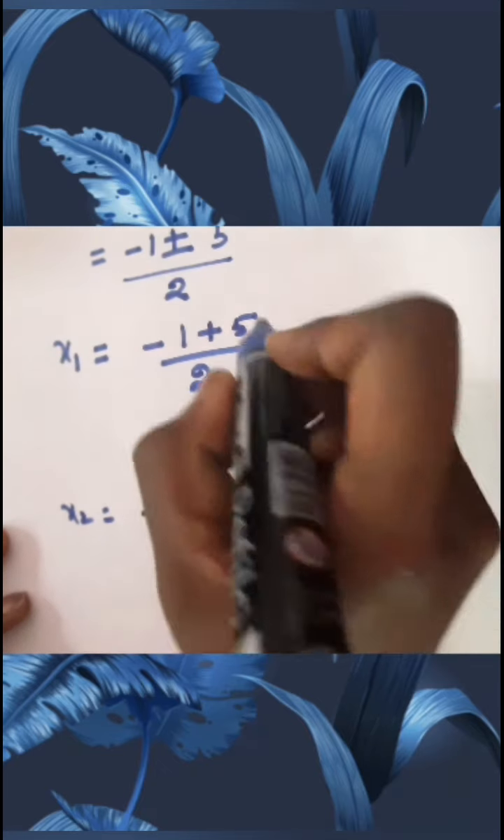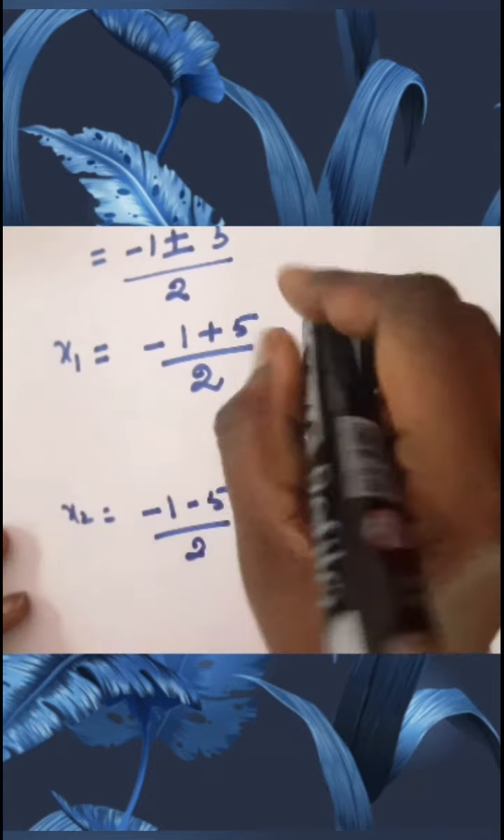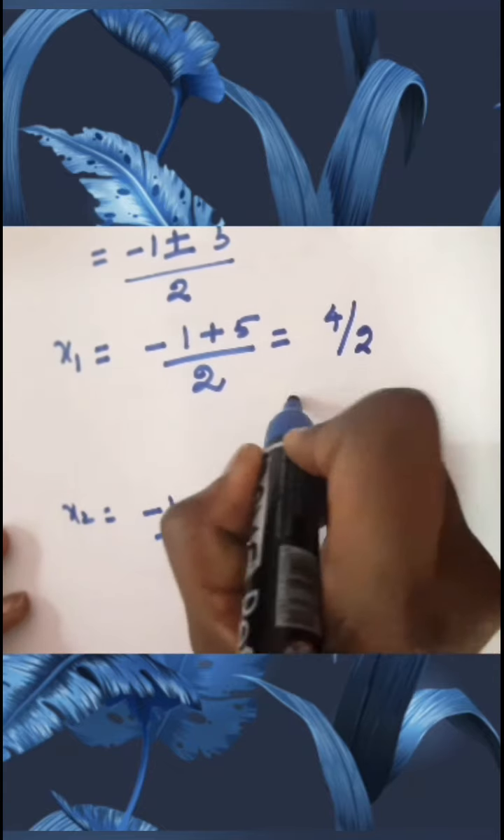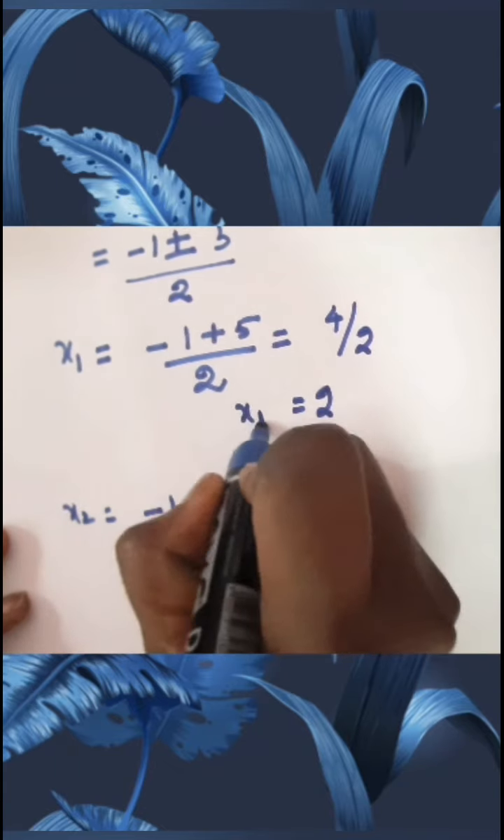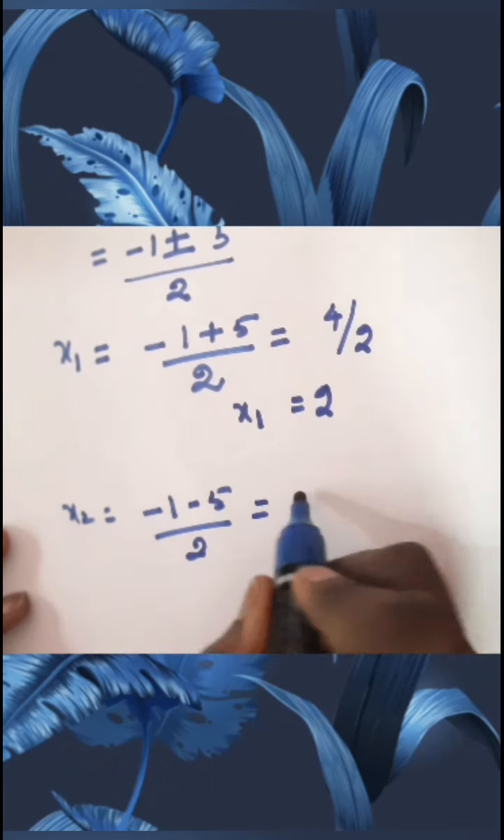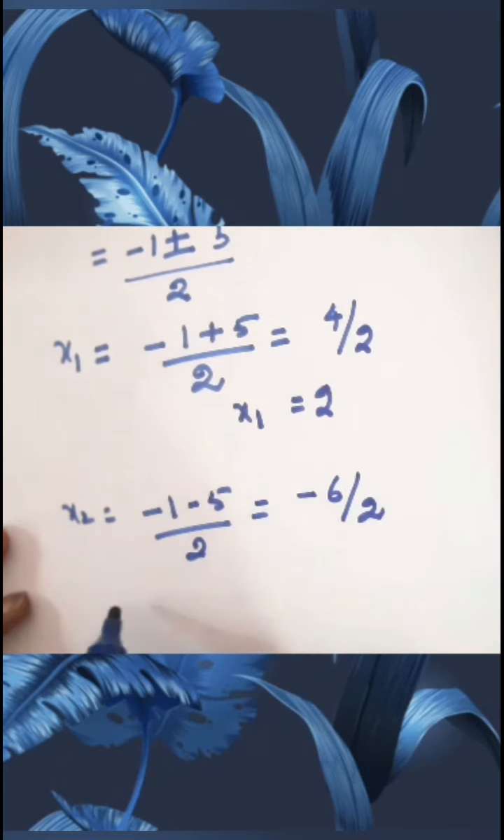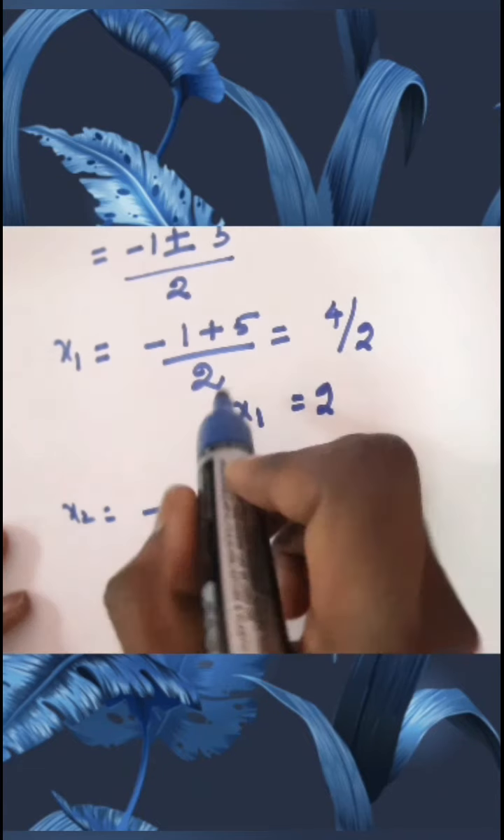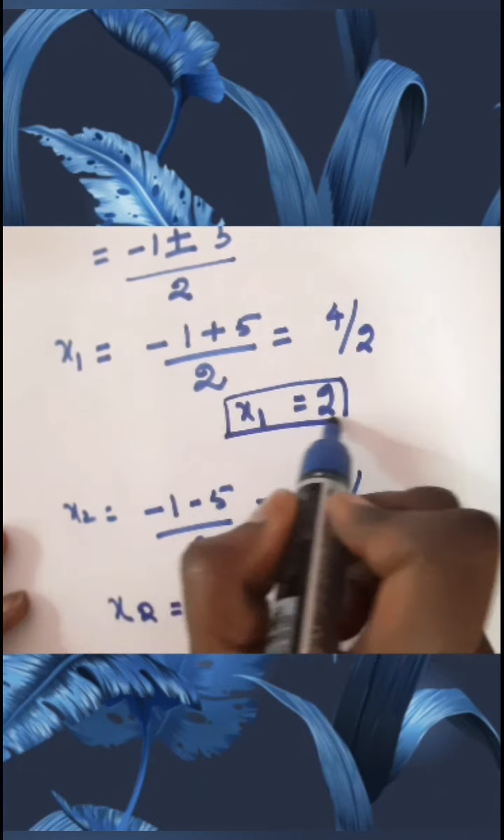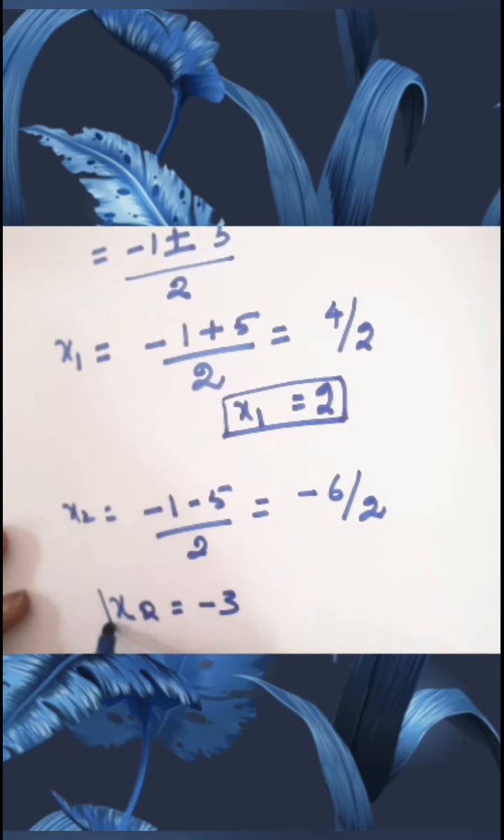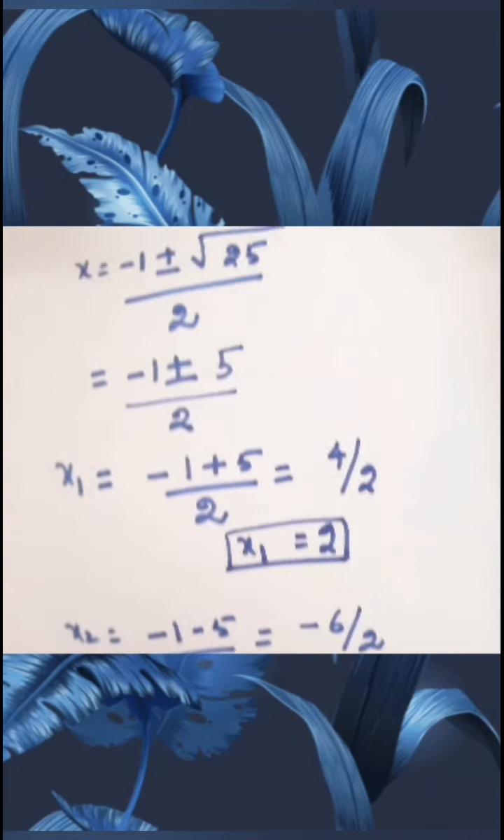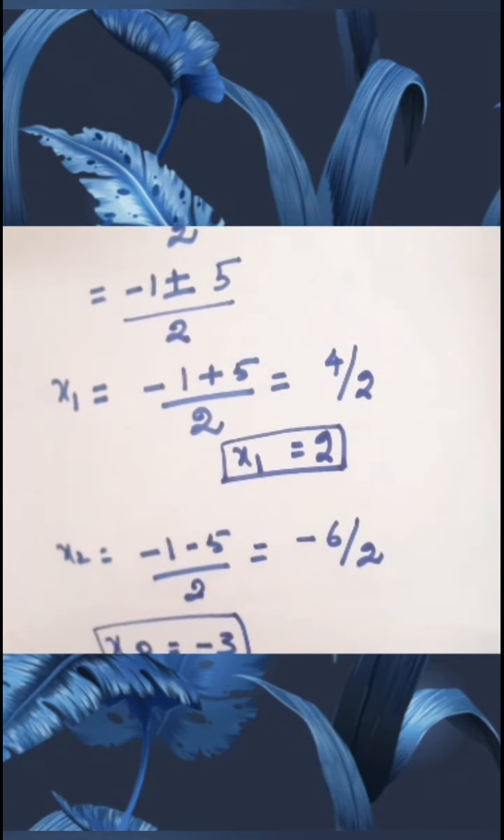Minus 1 minus 5 by 2. So minus 1 plus 5 will give you 4 by 2, which is 2. This is your x1. Your negatives you can add up, the sign will not change. Your x2 value is equal to negative 3. Okay, so we got two roots. x1 is 2 and x2 is negative 3. You can just have a look how we have solved it.